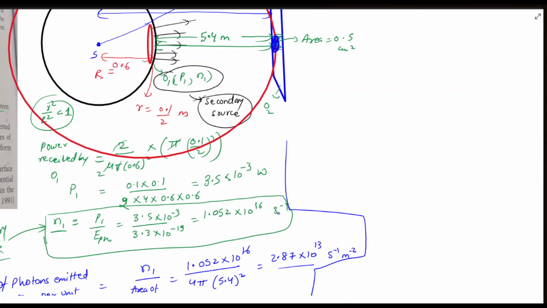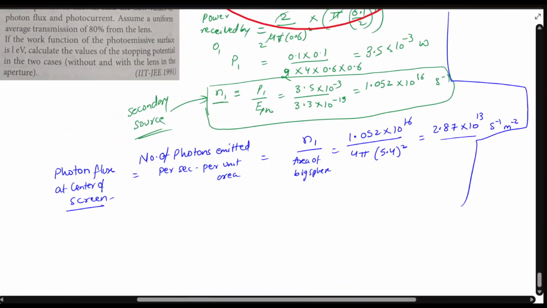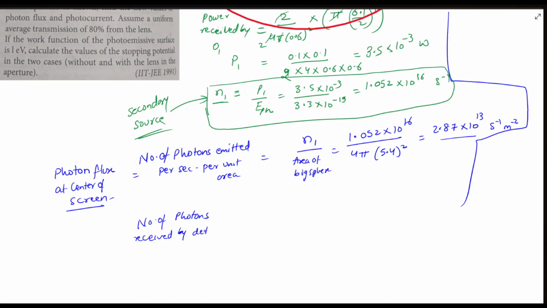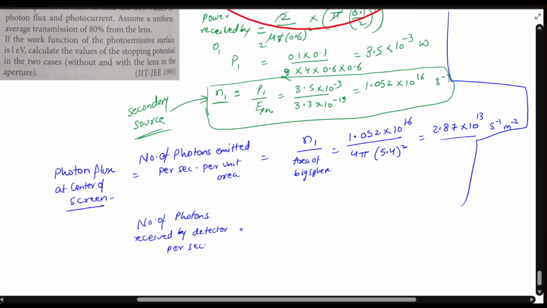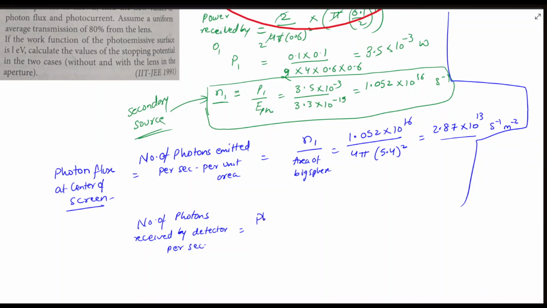Now what I want to find is the number of photons received by the detector per second. So it will be this photon flux, right? So it will be this photon flux multiplied by pi r square, right? Multiply by pi r square.